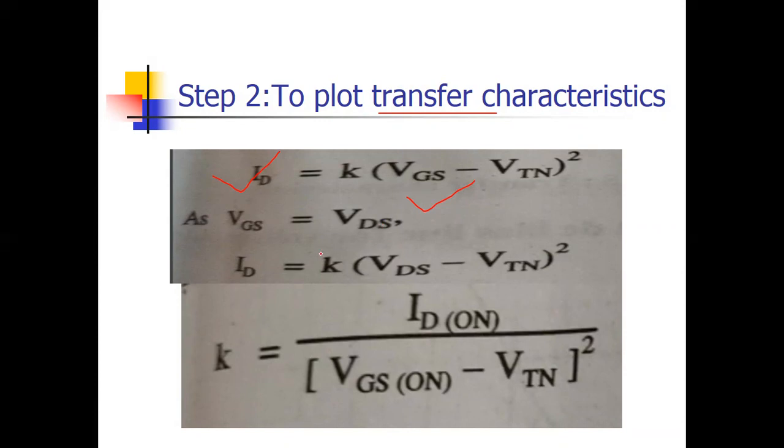Now how to find the value of K? K equals ID(on) upon (VGS(on) minus VT) whole square. Now see, this is important. This is ID(on), not this ID. This is VGS(on). This you will get from the data sheet of the transistor.